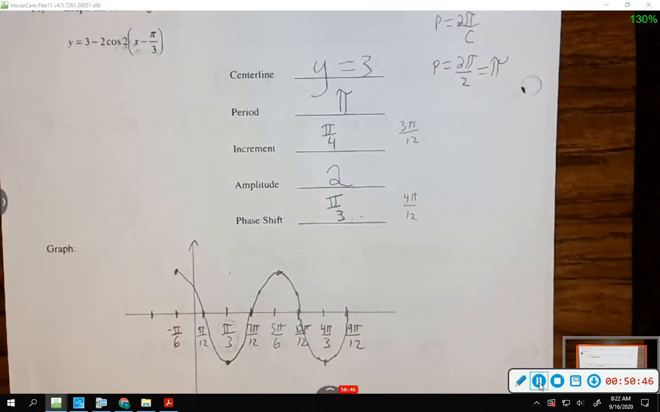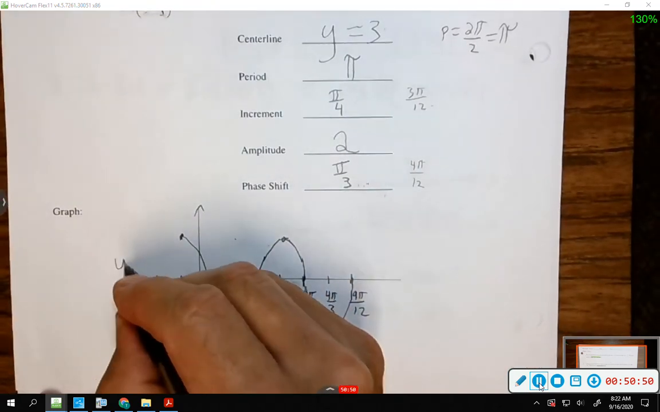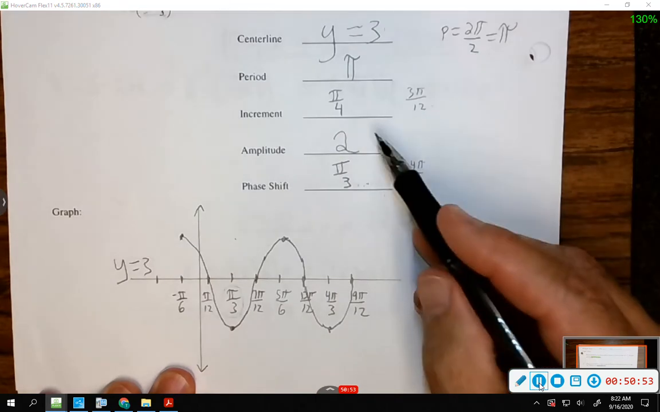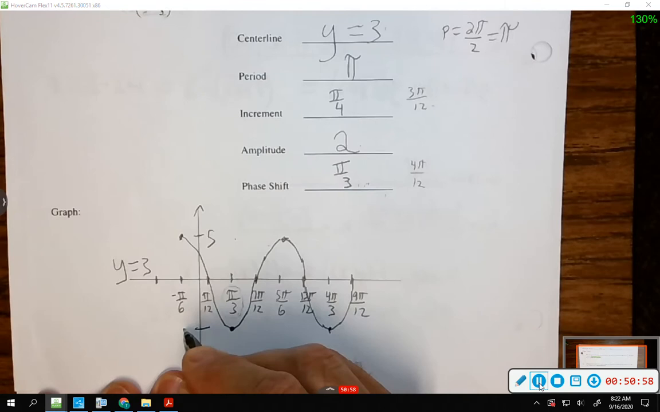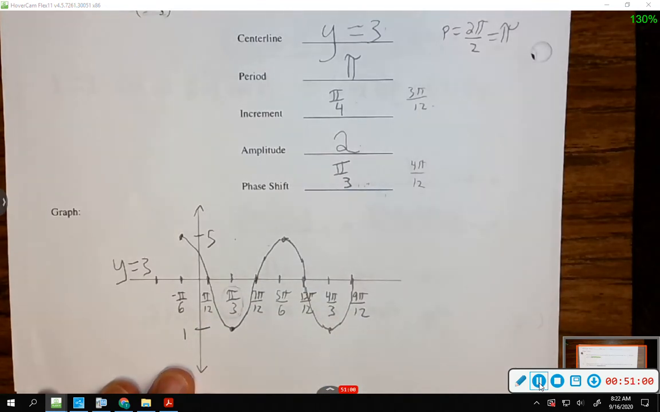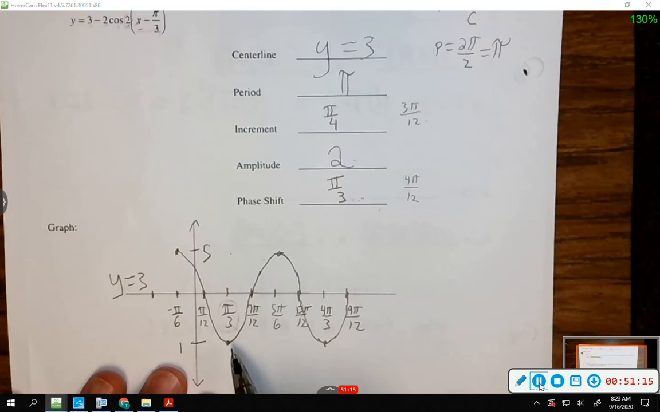And the last thing we do is label the center line and add and subtract the amplitude. So we're going up to 5, we're going down to 1. There have been times when I've asked about the domain and range of this function. The domain is all real numbers. We can plug anything into a sine and cosine function. But the range would be y is greater than or equal to 1, less than or equal to 5. So bracket 1, comma, 5, bracket.